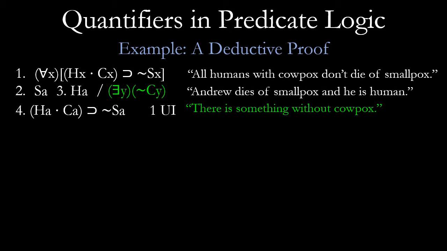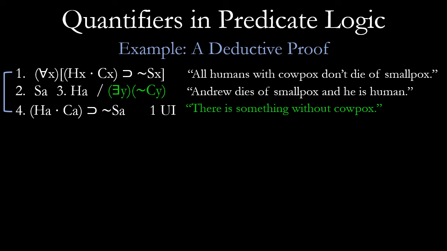We can take this first statement and convert it into a statement that involves a constant. Now, with universal instantiation, we can use the same constant as appeared earlier in the proof. We can do that because we've made a universal statement which applies to everything in the universe, right? For all x, no matter what I plug in for x, if Hx and Cx, then not Sx. So I can do this with universal instantiation. Now remember, I cannot do it with existential instantiation.